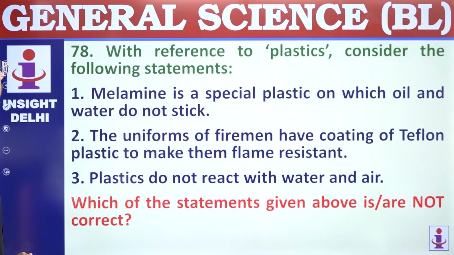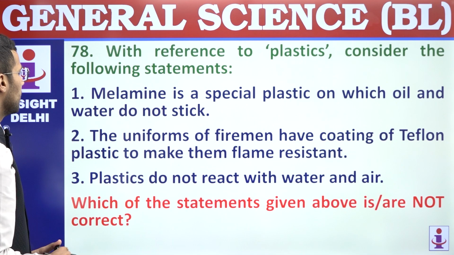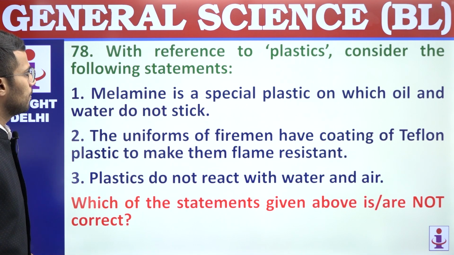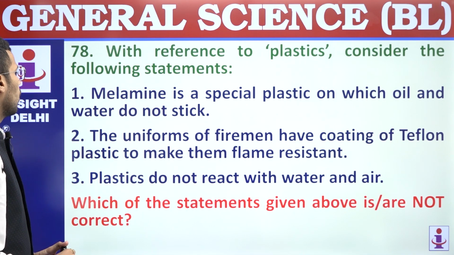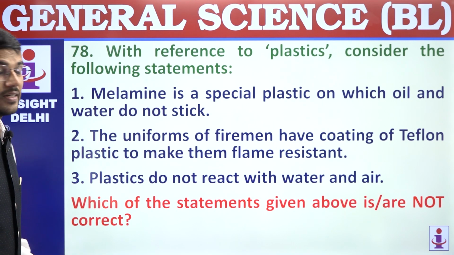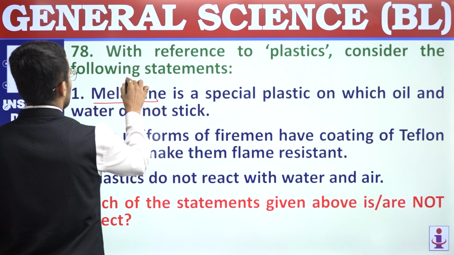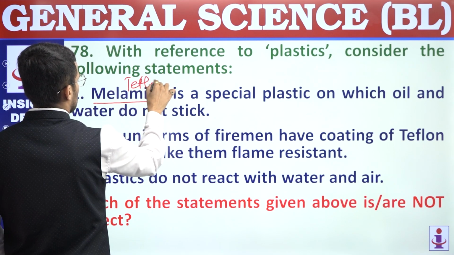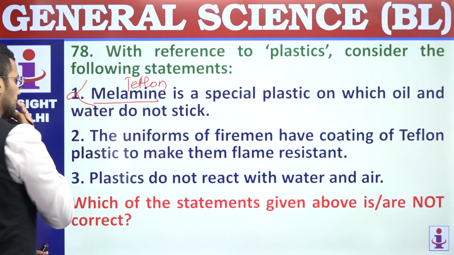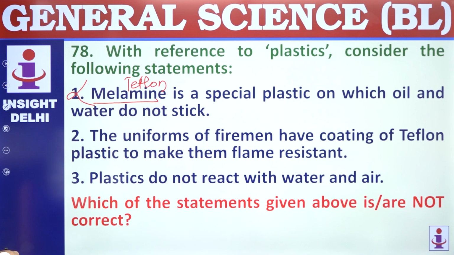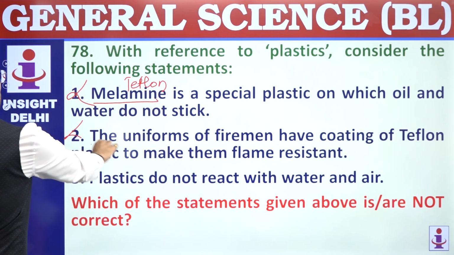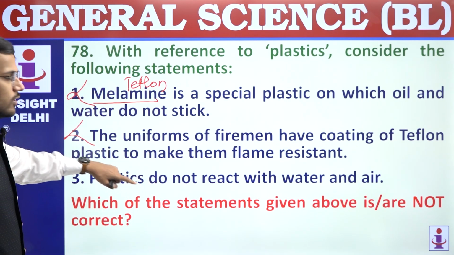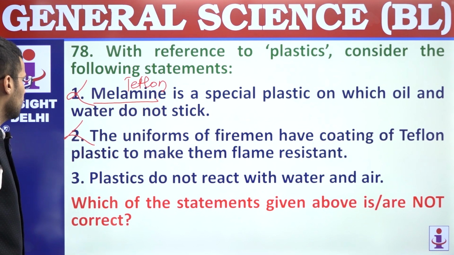78. With reference to plastics, consider the following statements. First, melamine is a special plastic on which oil and water do not stick. It is not melamine, it is Teflon. Right, so first statement is incorrect. Second, the uniforms of firemen have coating of Teflon plastic to make them flame resistant. It is not Teflon, it is melamine. Right, so first and second statements are incorrect.